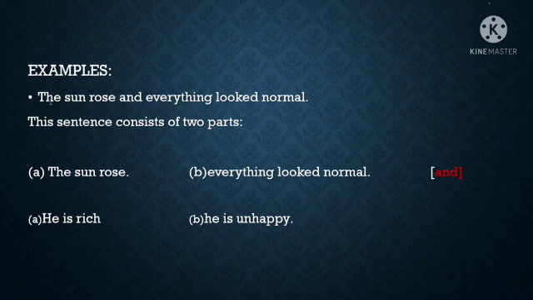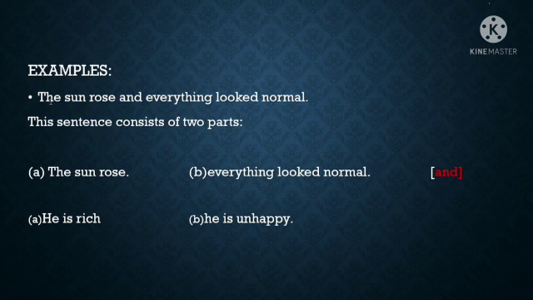So in other words, each clause is independent of the other or is of the same rank. So the sun rose and everything looked normal have independent meaning. They can stand alone and give a definite meaning of their own, and so they have the same rank. Therefore, such clauses are called independent or coordinate clauses. So a compound sentence is made up of how many coordinate clauses? Two or more. Is it clear, students? And they should be combined or joined with a coordinating conjunction.